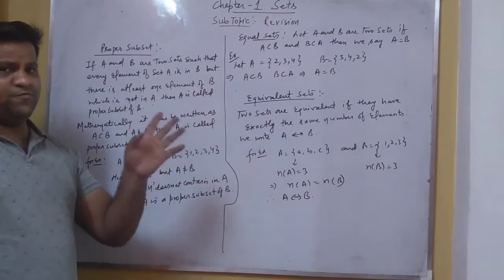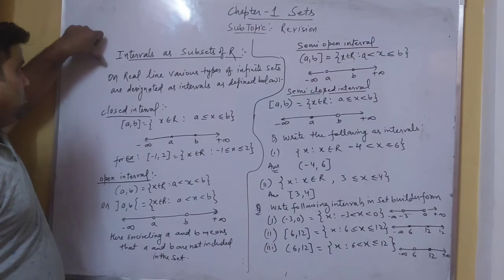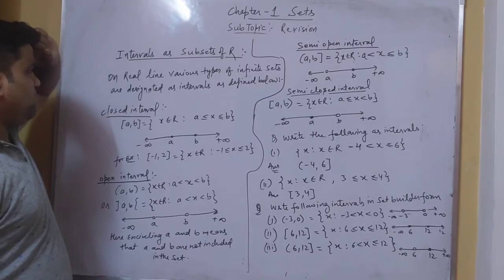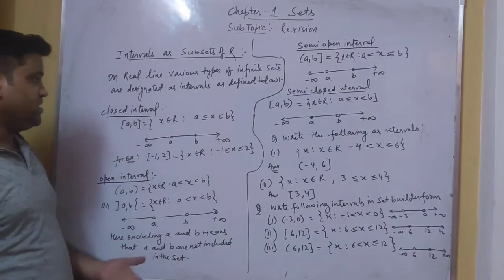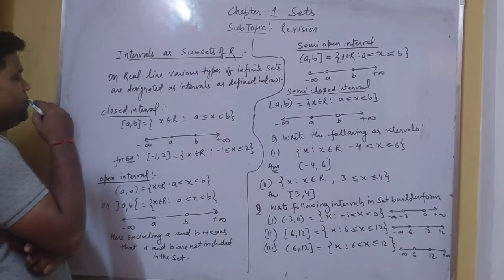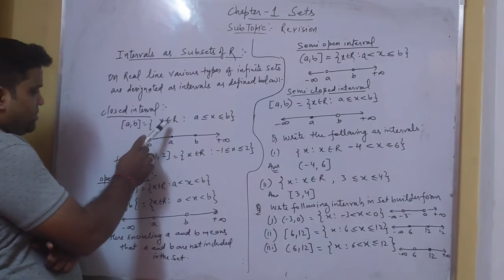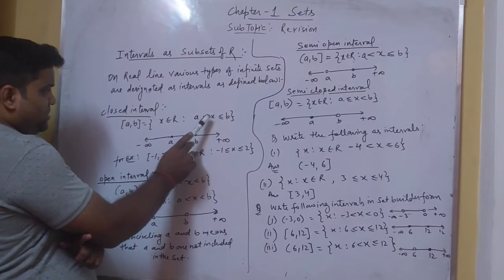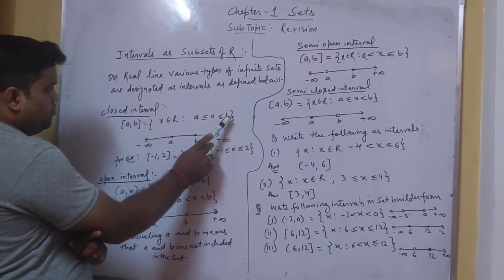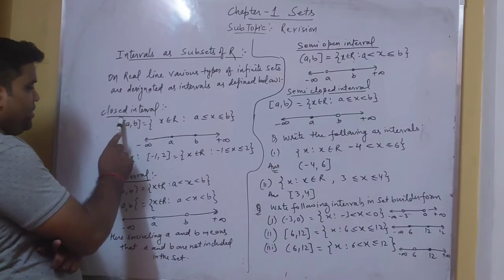So these are the topics which we need to understand, which is intervals as subsets of R. On the real line, we have various types of infinite sets which are designated as intervals, which are defined as follows. First is the closed interval. Here the closed interval is represented by this set. Here x belongs to the real numbers, where x is greater than or equal to A and less than or equal to B. So we call this a closed interval, and we represent such an interval by this.